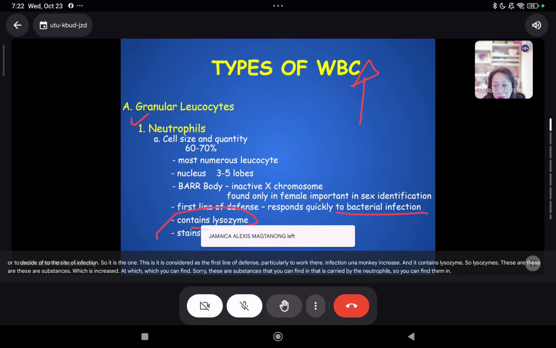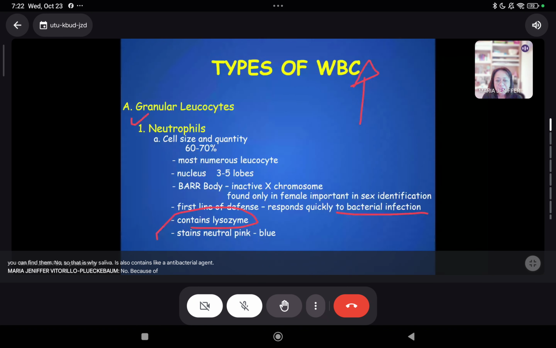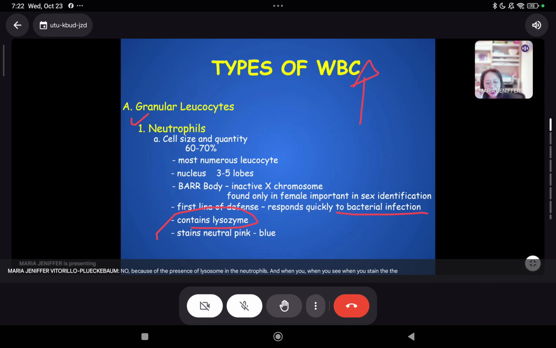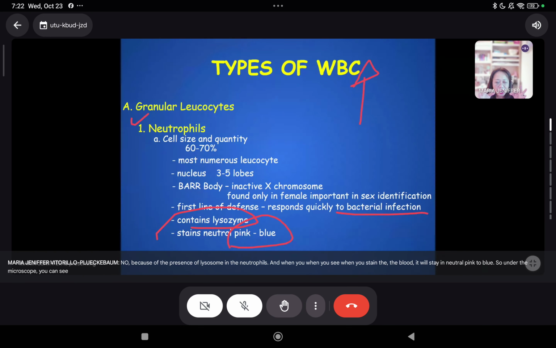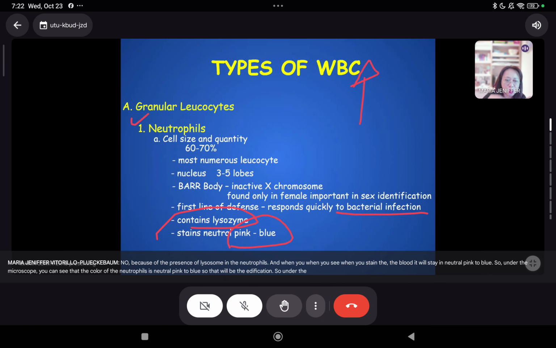You can find them in the tears and in the saliva. That is why saliva is like an antibacterial agent, because of the presence of lysozyme in the neutrophils. When you stain the blood, it will stain neutral pink to blue. Under the microscope, you can see that the color of the neutrophils is neutral pink to blue. That will be the identification. Again, it is composed of 3 to 5 lobes, and it will stain pink to blue.